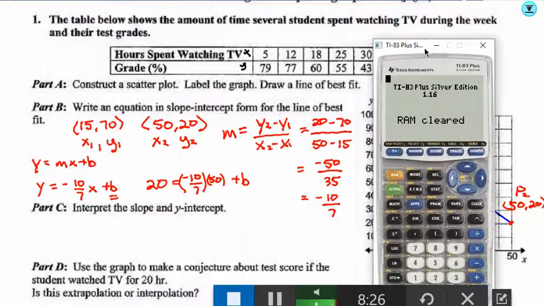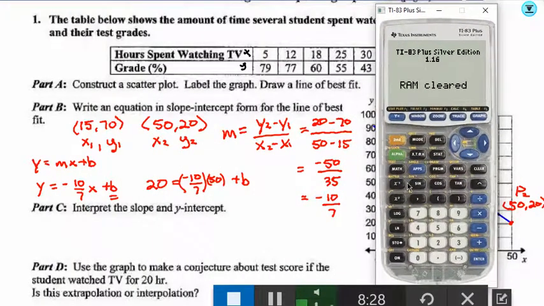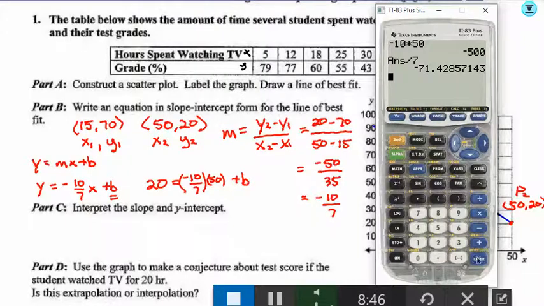Okay, so let's bring that in. Okay, so here I've got negative 10 times 50, which gives me negative 500. Divide that by 7. So that gives me negative 71.42857143 plus b equals 20.